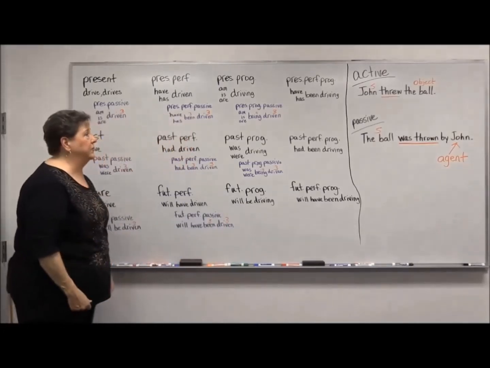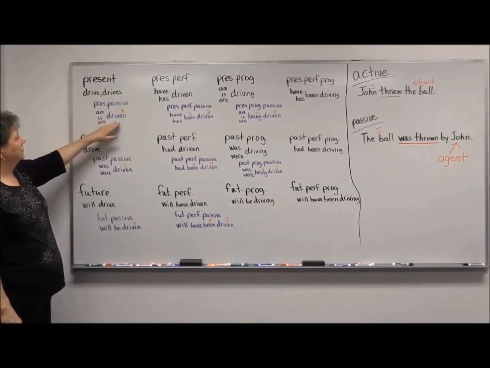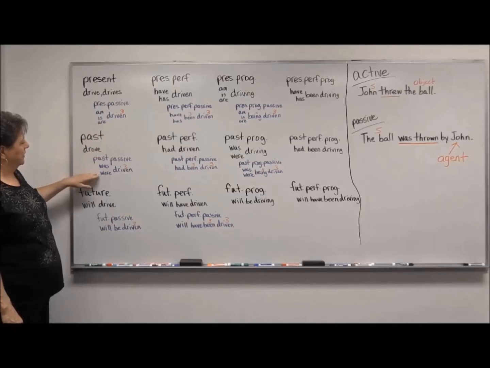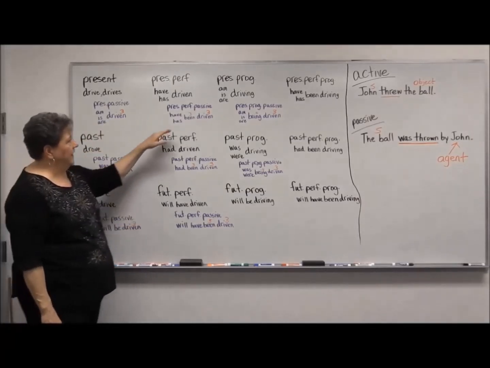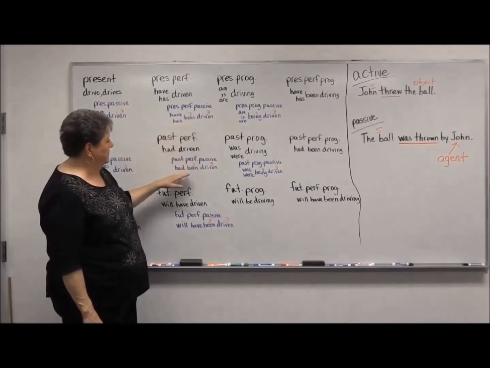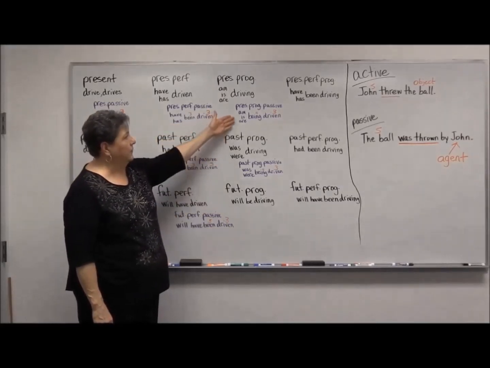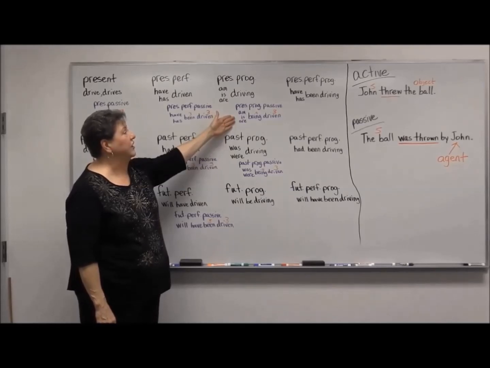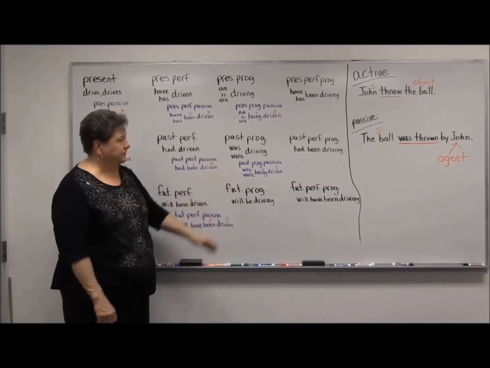So here's how we do it. Drive, am, is, are, driven. Was, were, driven. Will be, driven. Have, has, been driven. Had been driven. Will have been driven. Am, is, or are being driven. And was or were being driven.